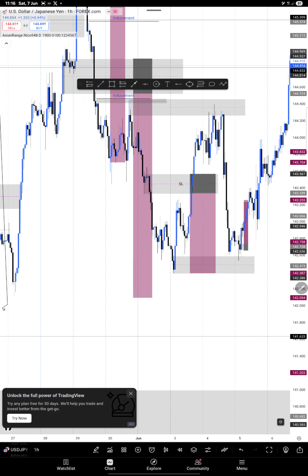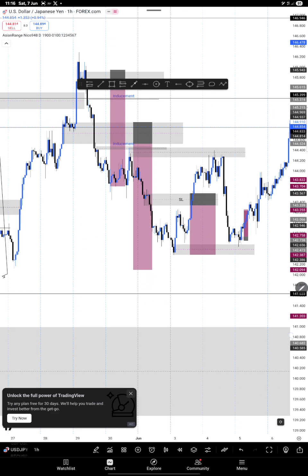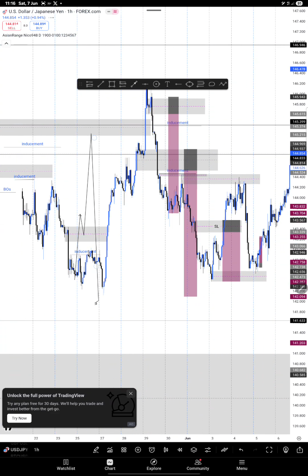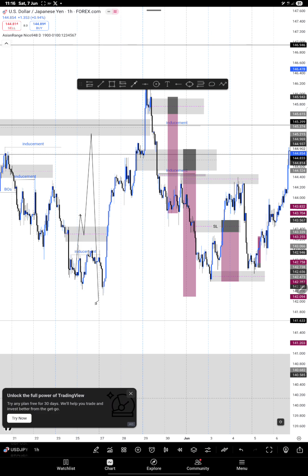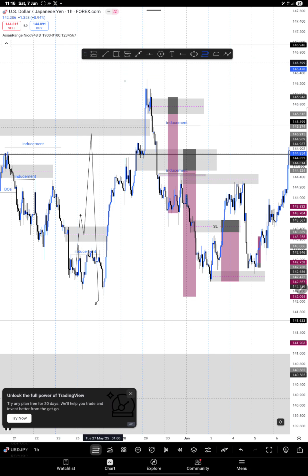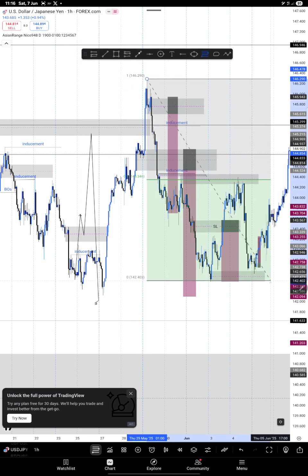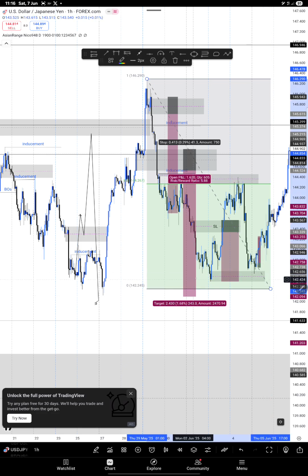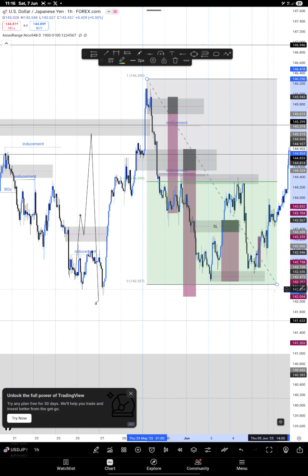But my sell from here hit SL, and it was a very bad setup because according to my Fibonacci rule that almost everybody uses, I was selling at a discount area. I was selling inside the discount zone, which was very bad.